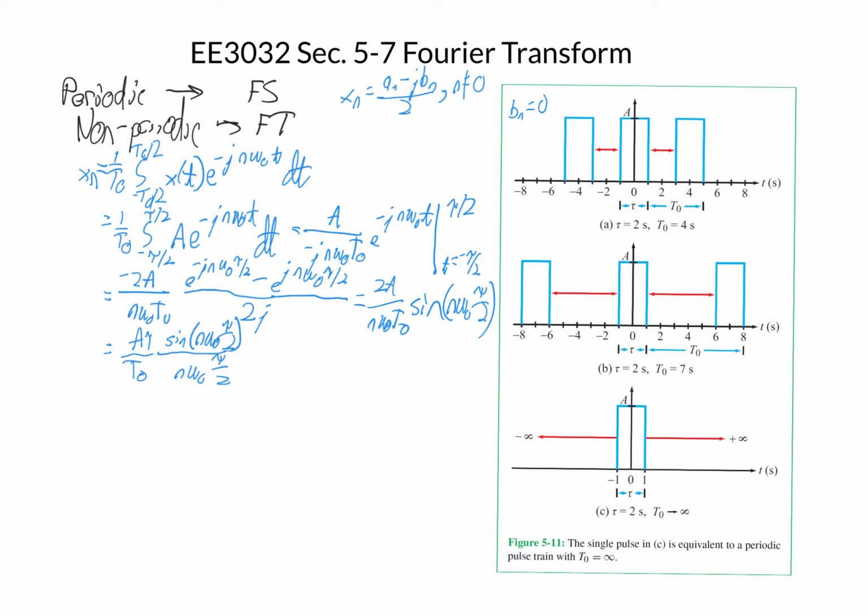So the reason we went through this rearrangement is so that we can rewrite the function in this very convenient form. When you have sine of an expression over that expression, that is a special function called the sinc function. And we're going to make use of that notation here. So this is sinc of the argument, which is n omega naught tau over 2.